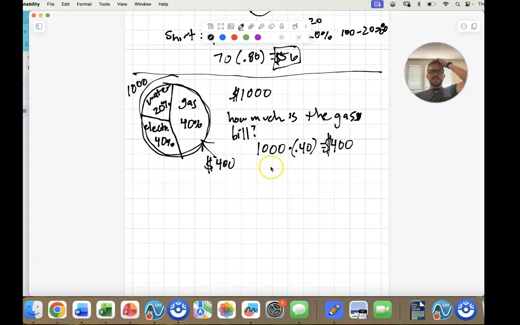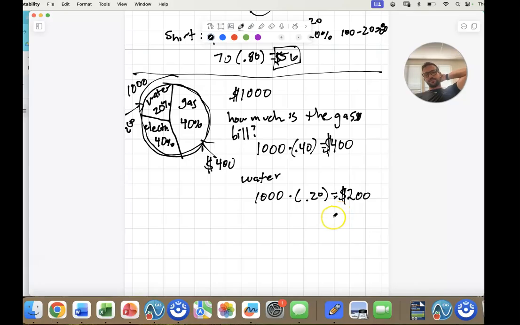They might ask, how much was the water? Well, to get the water, you're just going to do the same thing. You take the full amount and multiply it by whatever the water is, so 0.20. And in this case, that would come out to $200. So just the water is $200.